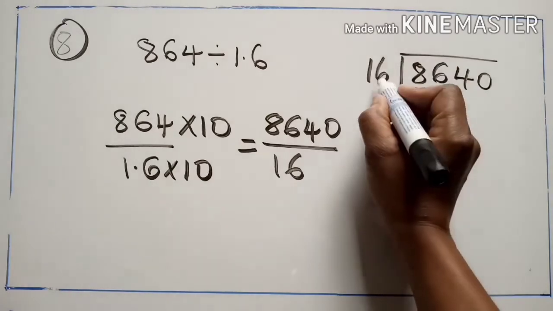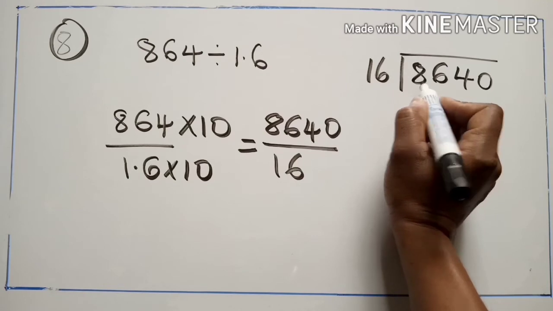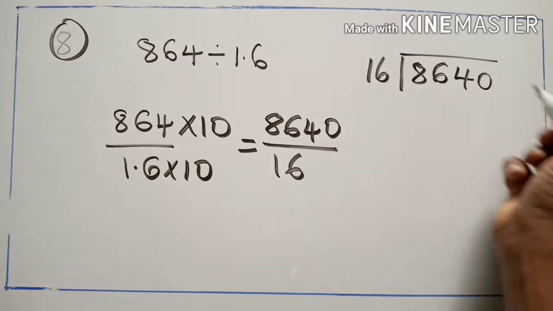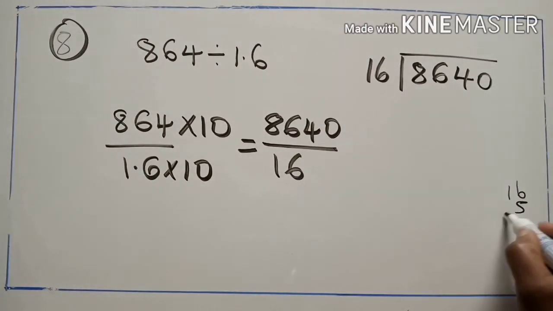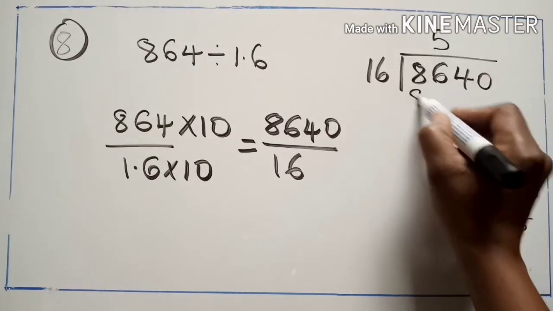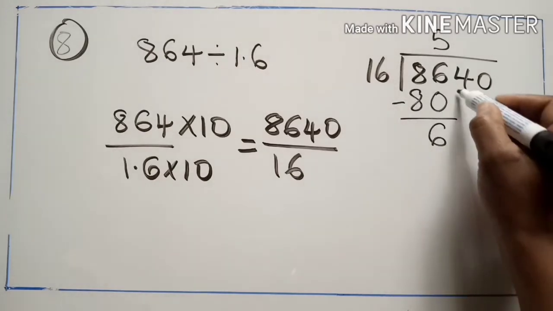So do this using the long division method. We'll say how many 16s can go into 8? Impossible. So we take 86. So how many 16s will go into 86? So we could try and say 16 times 5, that is 80. So let's say 5, because of 80. So we remain with 6.